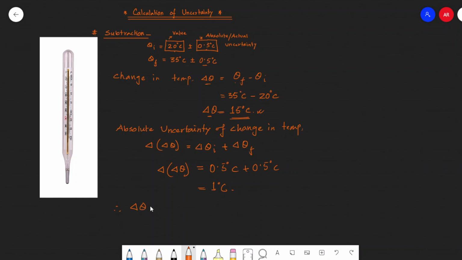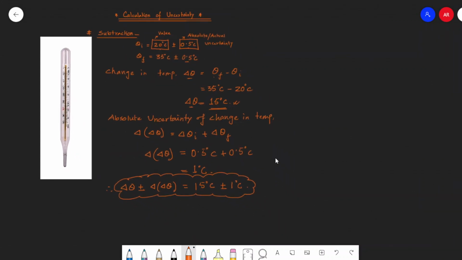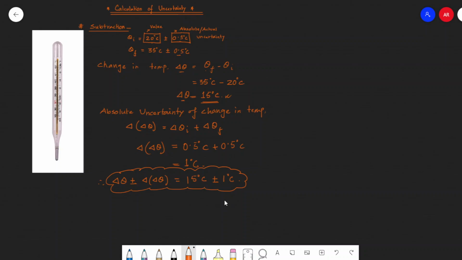So when we are going to write it down in this standard form, del theta plus minus del of del theta, it is 15 degrees Celsius plus minus 1 degree Celsius. So this is how we usually express the value with its uncertainty. So this has been expressed in terms of the absolute uncertainty.